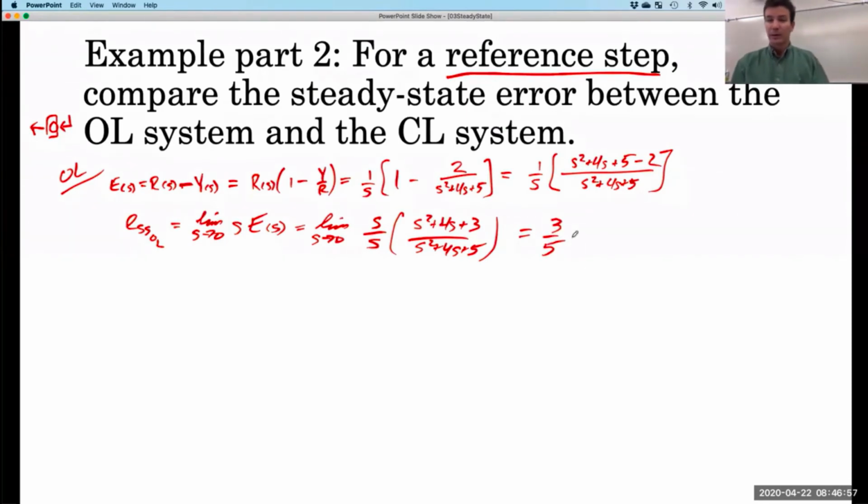So if I command this rover to go, I don't know, 1 meter forward, the rover will actually only go 2/5 of a meter forward. That's what we just showed in the open loop design.